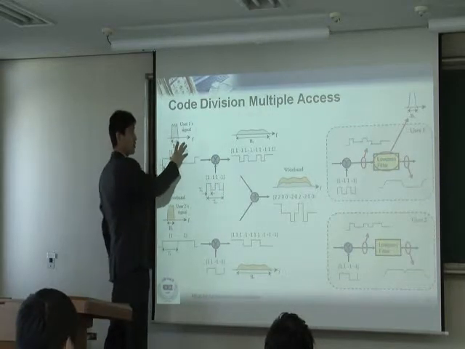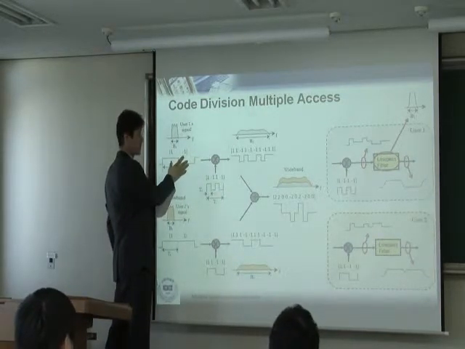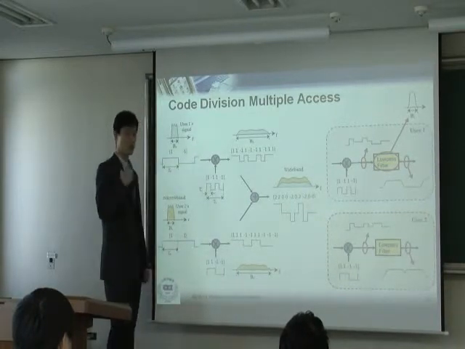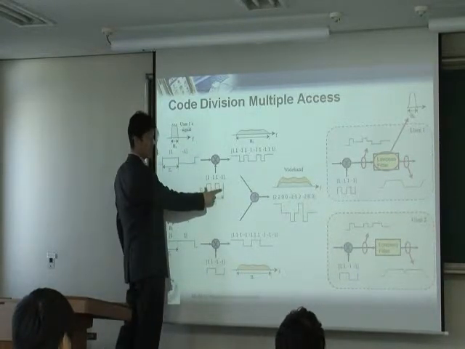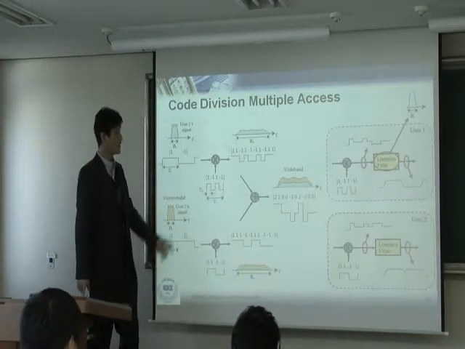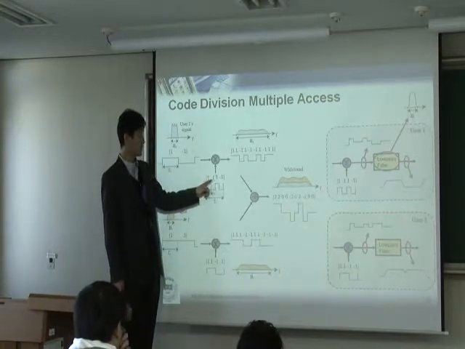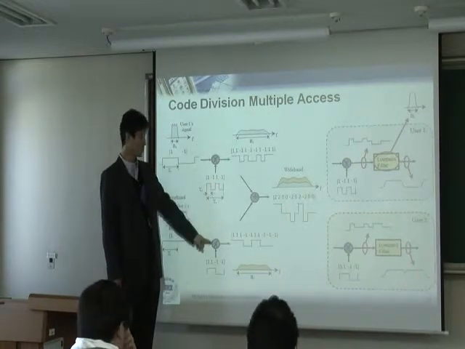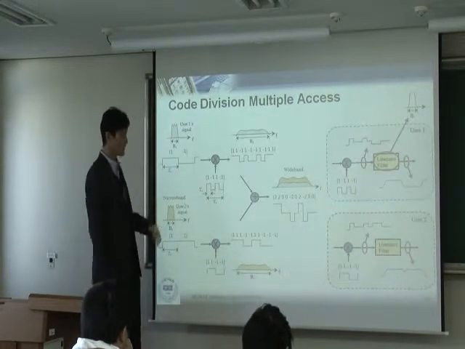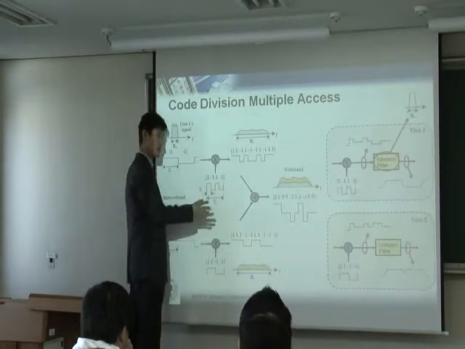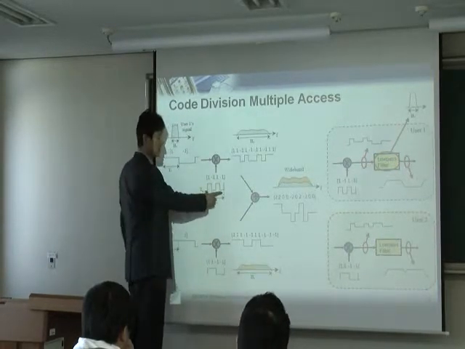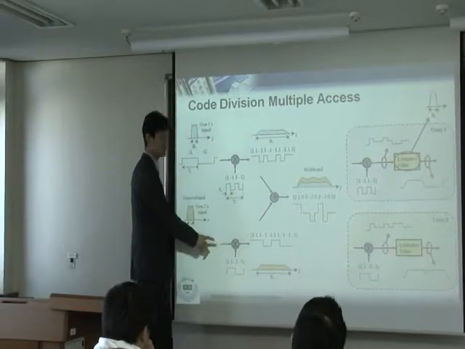Now, when user 1 transmits its own data, you do not transmit it like this. You multiply your own code. This is the code for user 1, and this is user 2's code. User 1's code looks like 1, minus 1, 1, minus 1. User 2 has the code 1, 1, minus 1, minus 1. There is a reason why we pick the codes like this, but anyway, let's assume that these are the codes.